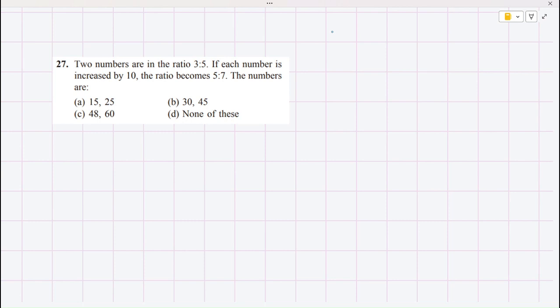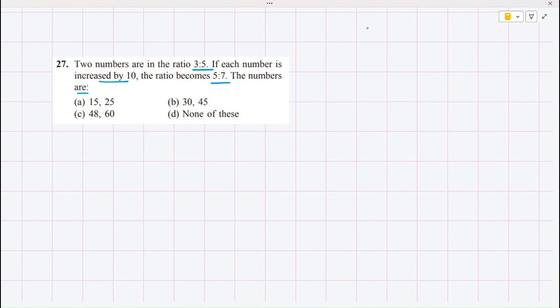Let's continue dealing with the questions of ratio. Now this question says two numbers are in the ratio 3 is to 5. If each number is increased by 10, the ratio becomes 5 is to 7. The numbers are? So basically this is exactly the same as the previous questions that we practiced, just the magnitude or the numericals given here are different.